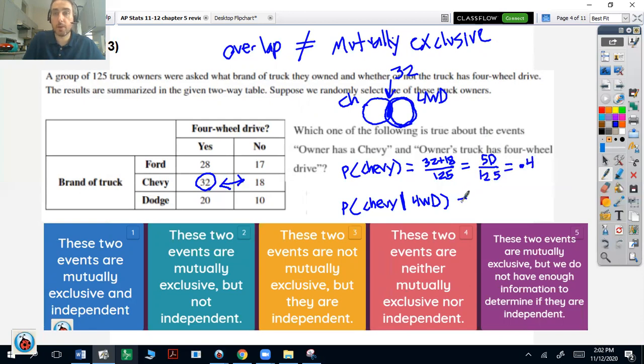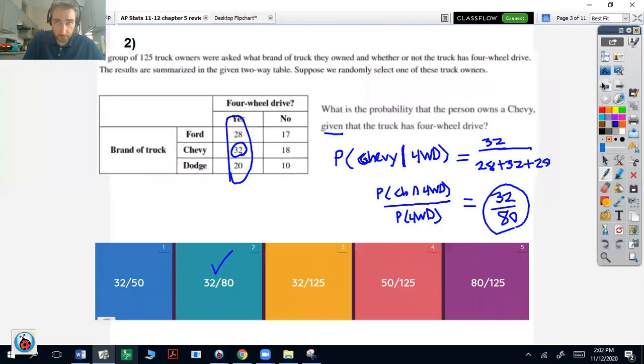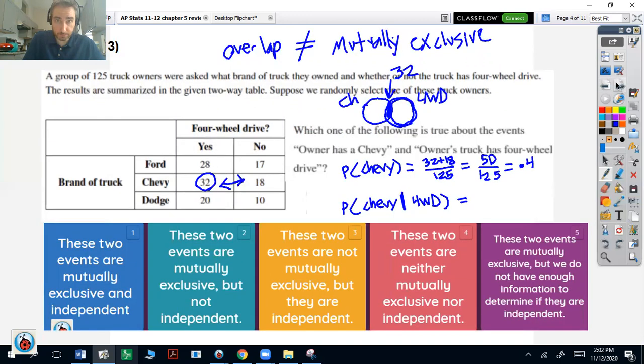So now let's test to see if the probability of Chevy given four-wheel drive is also 0.4. And we did that already in the previous one, didn't we? That would be 32 out of 80. Remember, it's this overlap over just the four-wheel drives, which is 80 total. Well, that should be 0.4 as well. It is. So since these are both equal, that means they're independent.